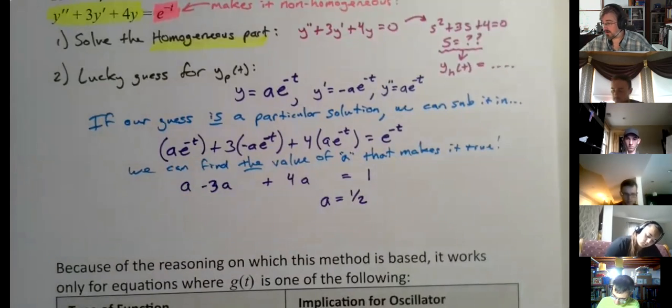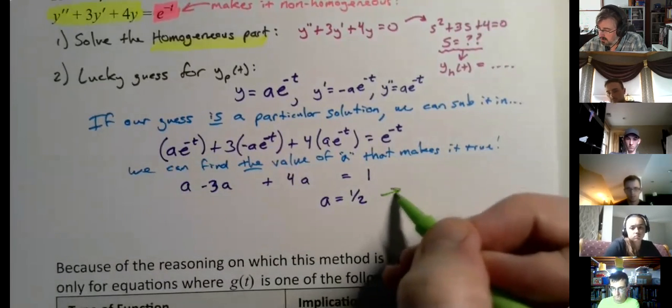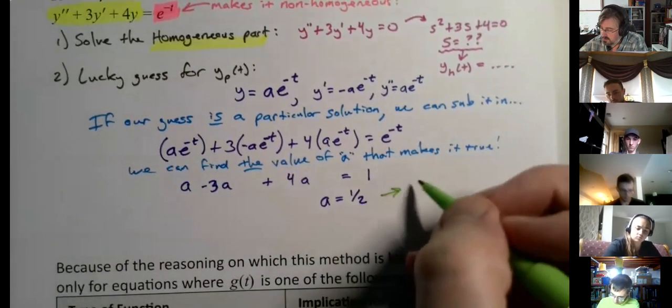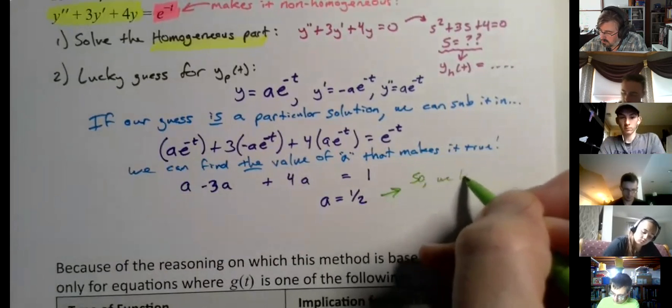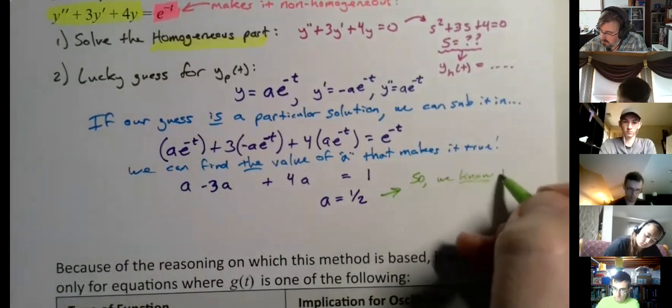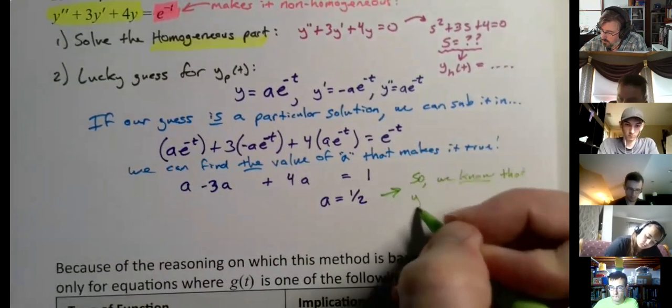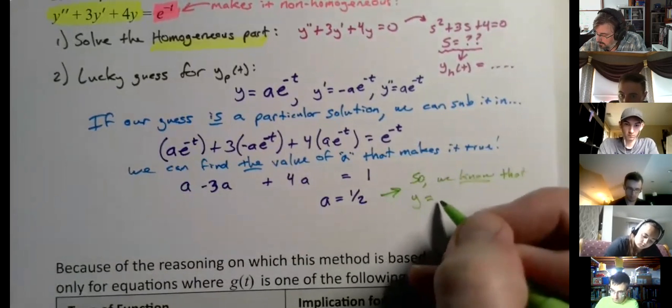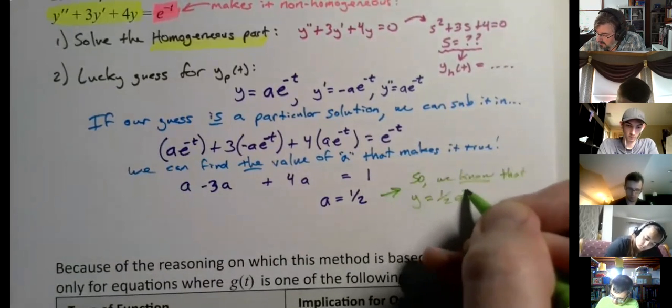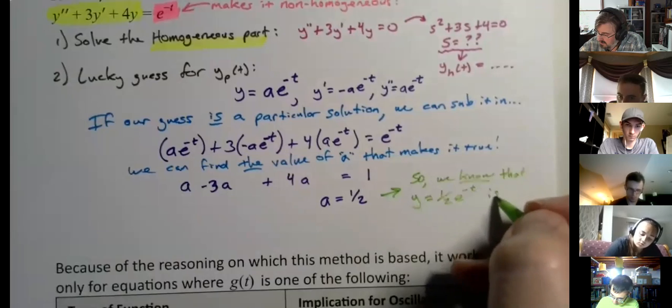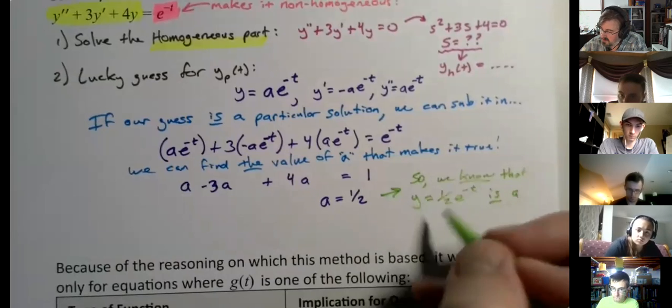So what did we just find? Well, we just figured out what a particular solution of our differential equation is. We know that y equals 1/2 e to the minus t is a particular solution.